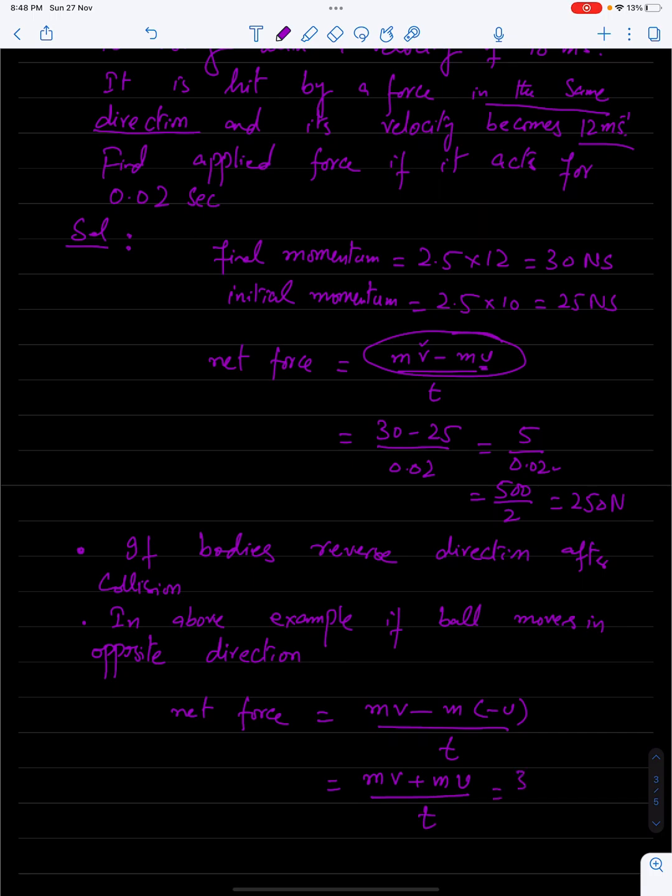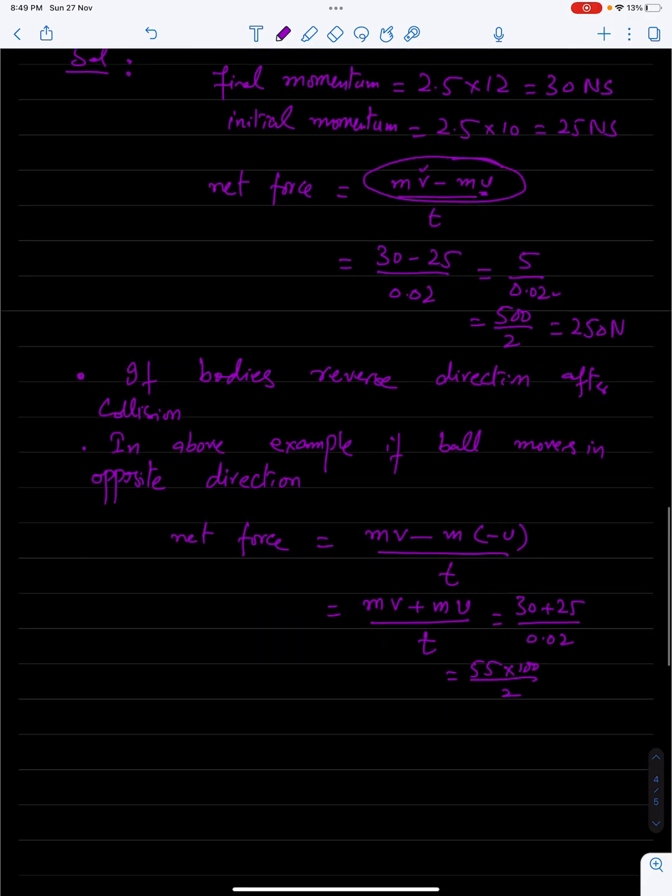So that will become 30 plus 25 over 0.02, means 55 over, let's say multiply by 100 as well, over 2. So by cancellation it will become 55 times 50, and that will become 2750 Newton. That's the force, and we can see from here that the previous force was very small as compared to this one, which is a much larger force, because the force is applied opposite to the direction of motion. So that's why a larger force is needed in this case.